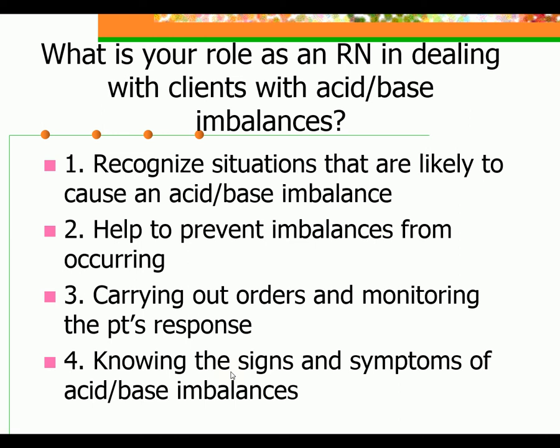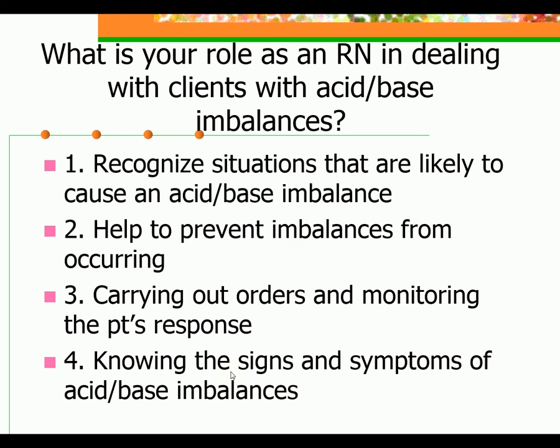Number 2, help to prevent imbalances from occurring. As an RN, if you know patients who are prone to have certain imbalances, you can actually prevent them from occurring. If you know someone, for example, has panic disorder, then if you let them sit there and hyperventilate, they're going to go into respiratory alkalosis. But if you prevent them from getting to that point by calming measures, medication, whatever it takes, you can actually prevent them from going into full-blown respiratory alkalosis.